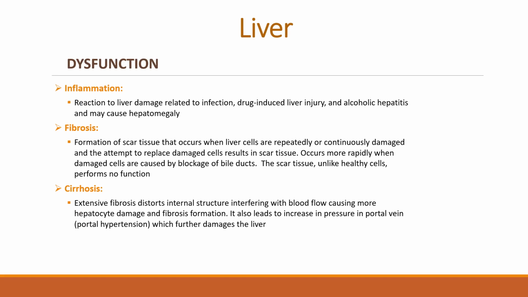Dysfunction of the liver occurs in stages. Inflammation can be from viral infection, drugs, alcohol, or other toxins. When this happens, liver function can be acutely impaired. Fibrosis is like scar tissue forming from a continual damage to liver cells, hepatocytes. Fibrotic cells perform no function.